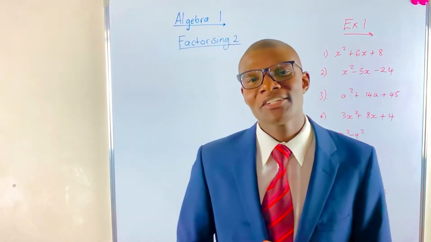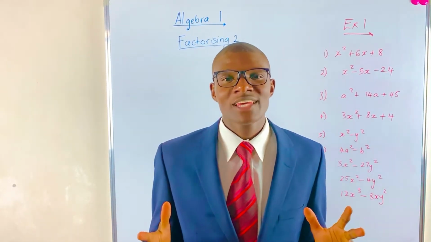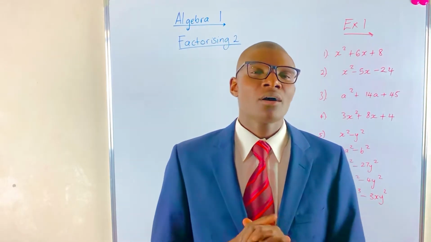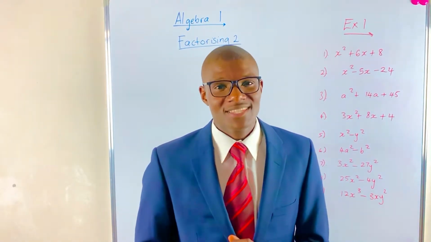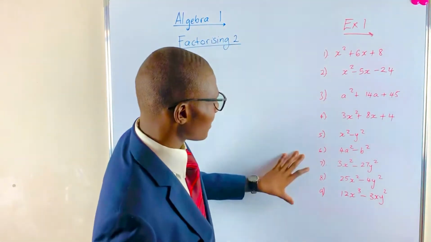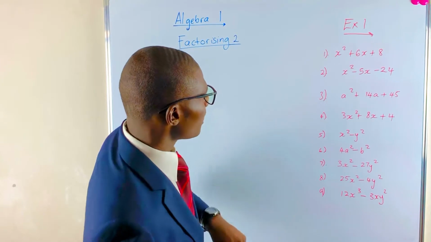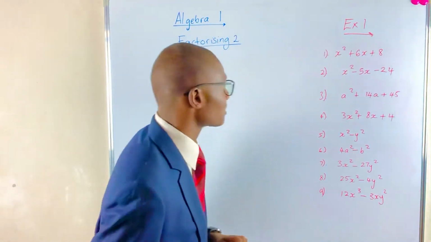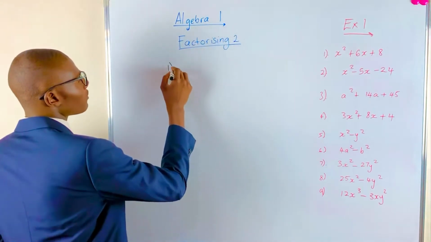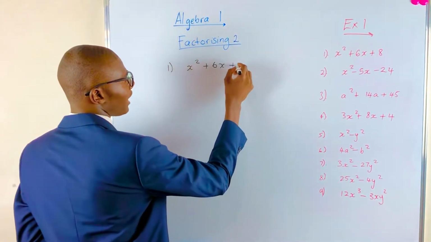So today we're going to look at module 2 of factorization, and this is looking at factorizing quadratic expressions and looking at the difference of two squares. So to start off, let's just look at these 9 questions. So we want to look at how we factorize quadratic expressions. So with number 1, we've got x squared plus 6x plus 8.